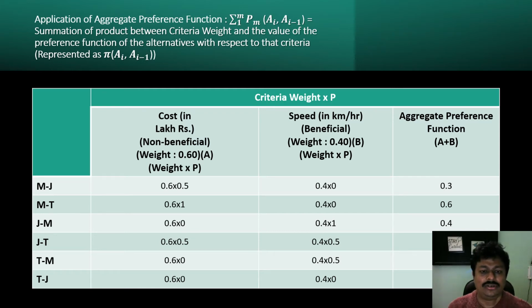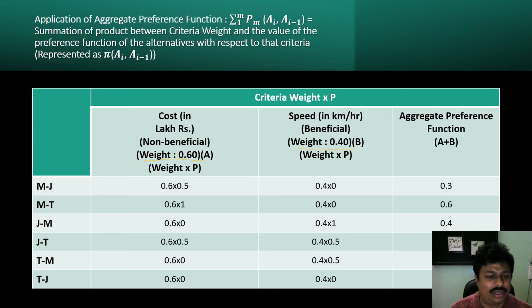Yes. So how to do it? Here we have to use the weightage of criteria. Here also the same drawback as ELECTRE: the decision maker will assign the weight of criteria, right? So this is also a drawback of PROMETHEE, as it is a drawback of ELECTRE.